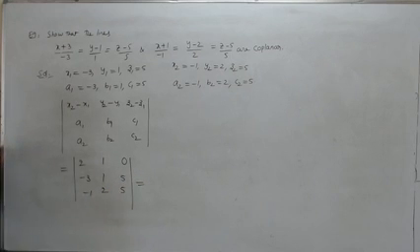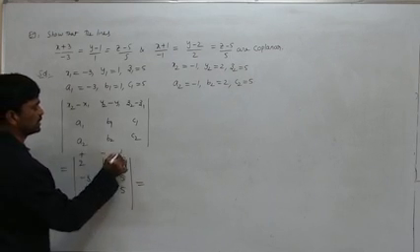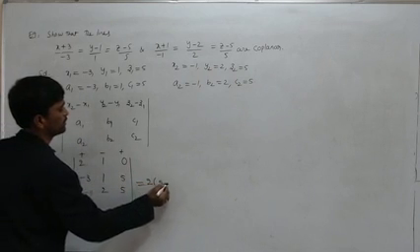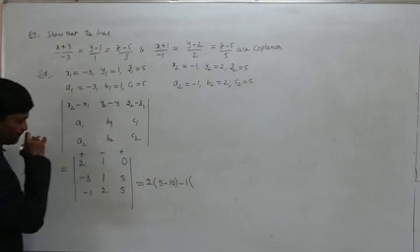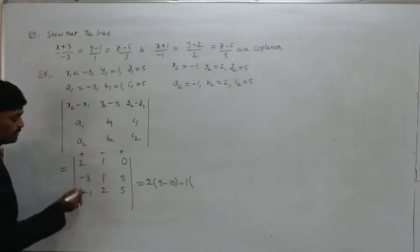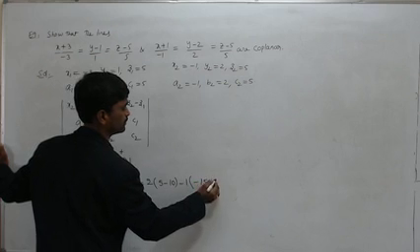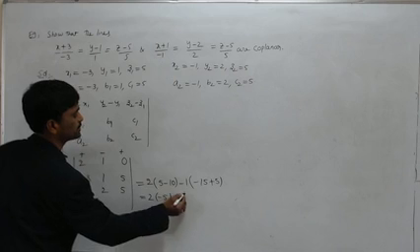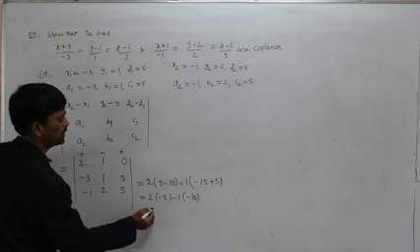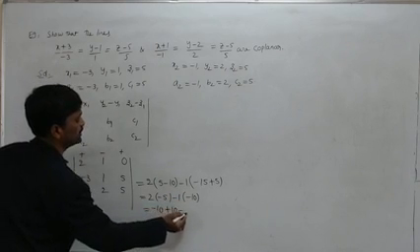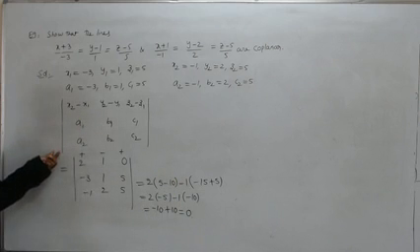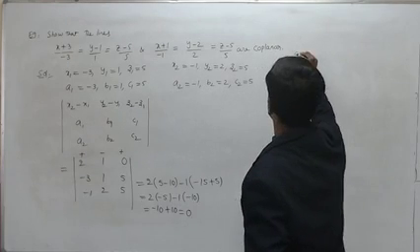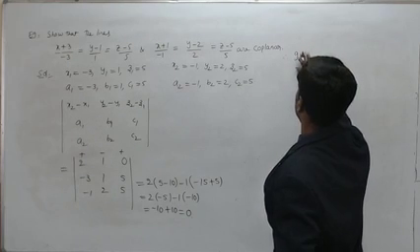So expand, what will you get? Plus minus plus, so 2 into 5 minus 10. Next, minus 1 into minus 15 plus 5. So plus 0. So 2 into minus 5 minus 1 into minus 10. So minus 10 plus 10 is equal to 0. So as the value of this determinant is equal to 0, the given lines are coplanar.